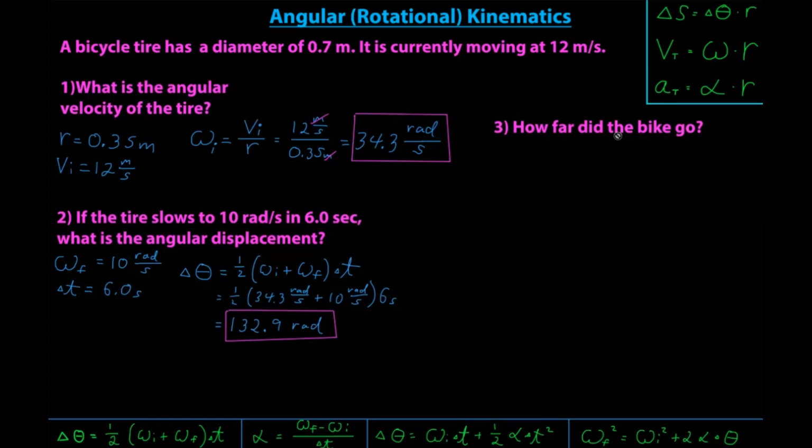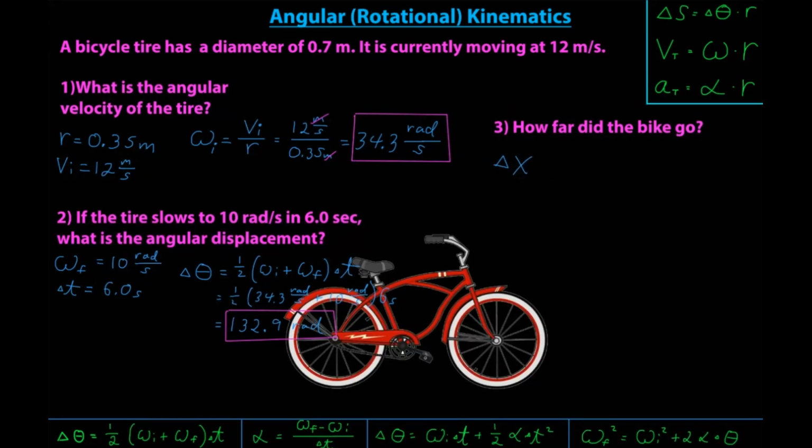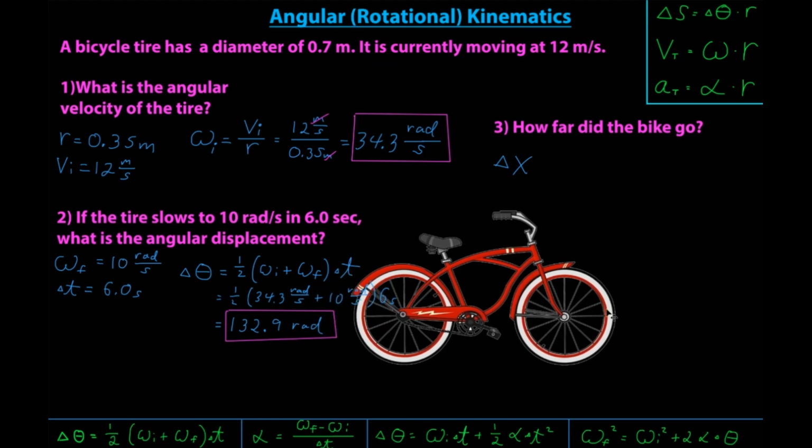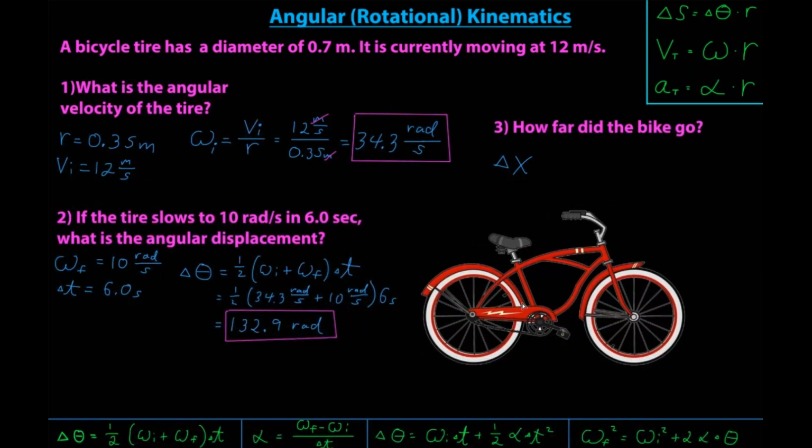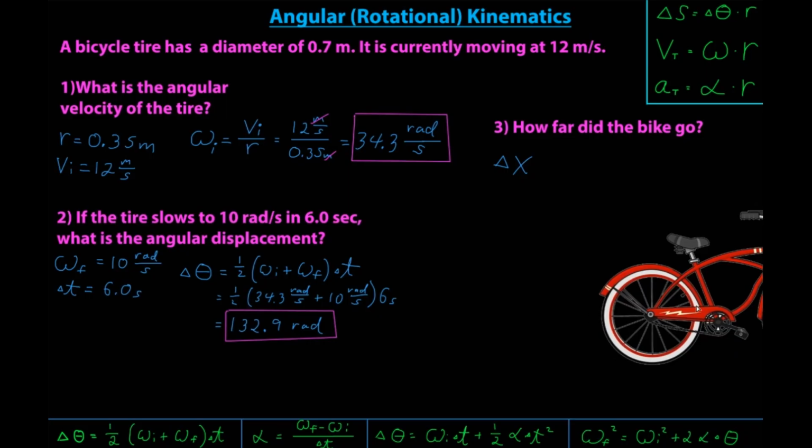All right, next question. I'm going to jump over to the right because now we're going linear. How far did the bike go? So they're literally asking how far did it travel, which means we need delta x. So I'm going to pause here and give a reminder. Every time the wheel turns, the bike moves forward.